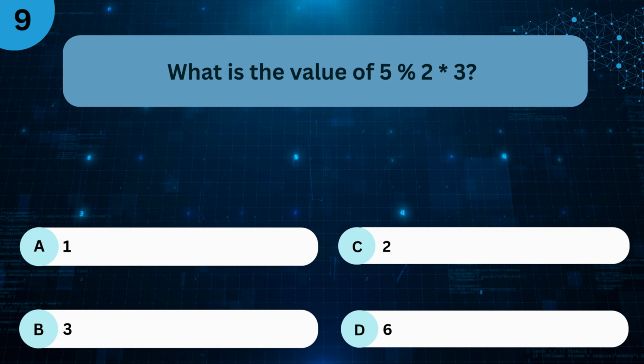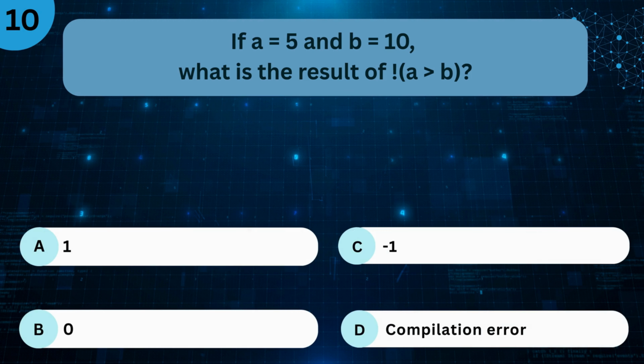A. 1. B. 3. C. 2. D. 6. The right answer is B. 3. If a = 5 and b = 10, what is the result of !a > b?